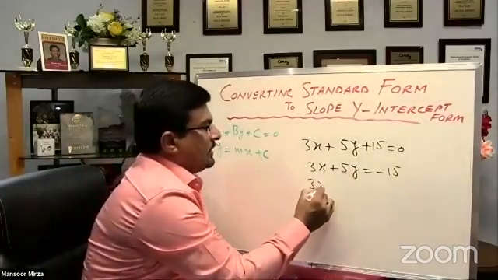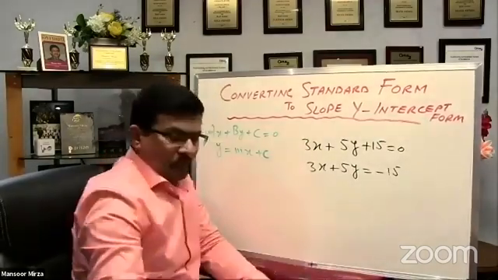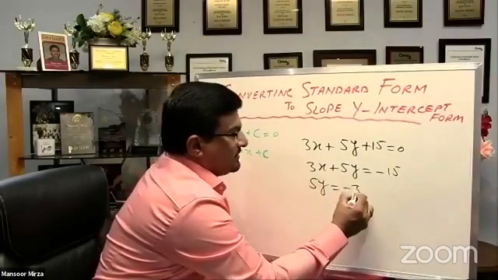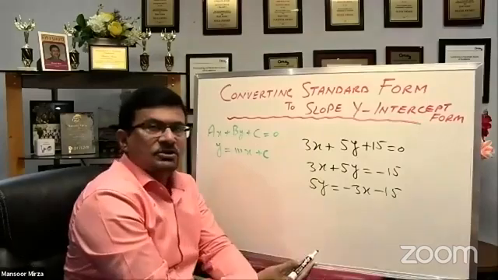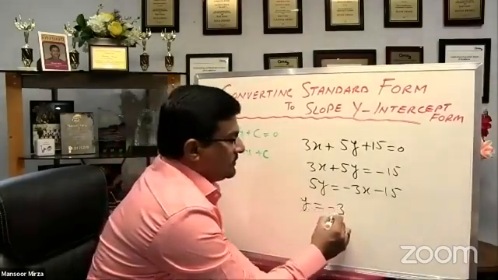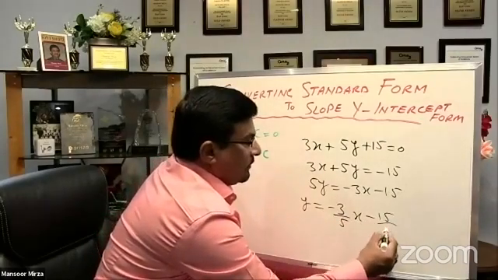Then it will be 3x. I'm going to move 3x as well, so 3x will be on the other side. So I'm left with 5y is equal to minus 3x minus 15. And then I divide the whole equation by 5. So I'm left with y is equal to minus 3 over 5 x minus 15 over 5.